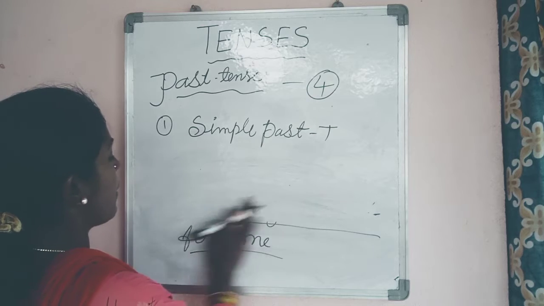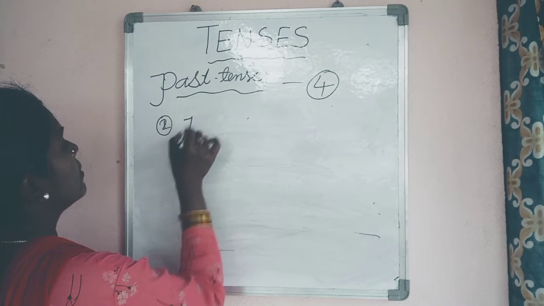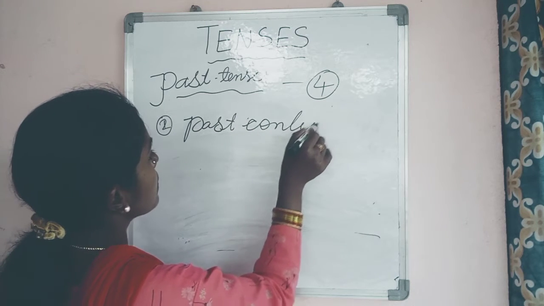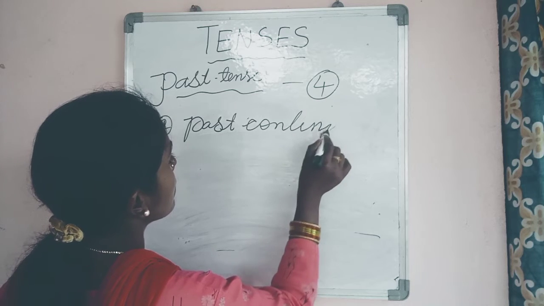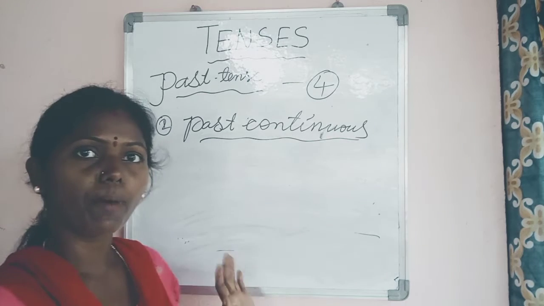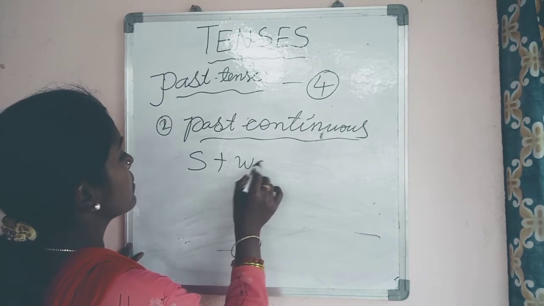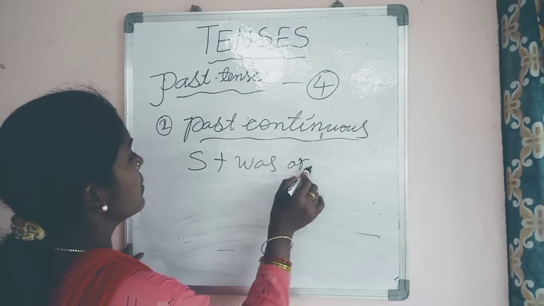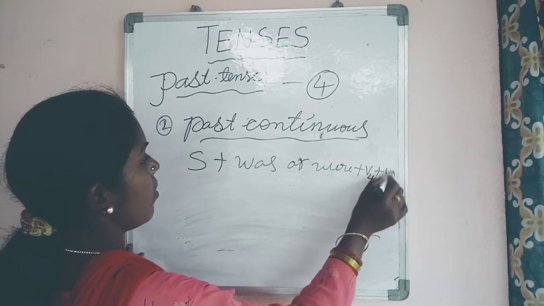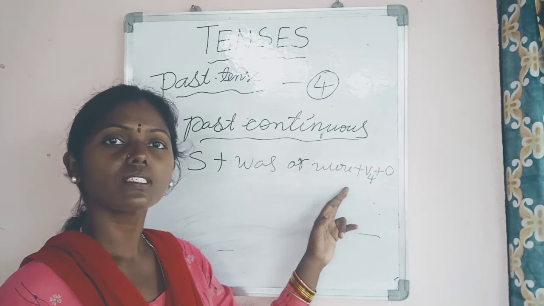Next, the second one is past continuous. What is the structure of past continuous? See here. Subject plus was or were plus V4 plus object.